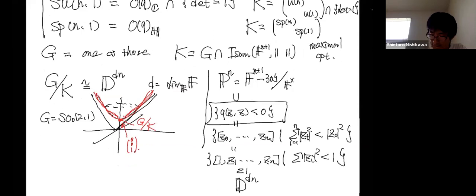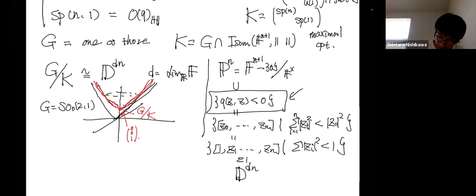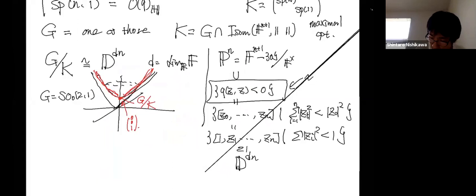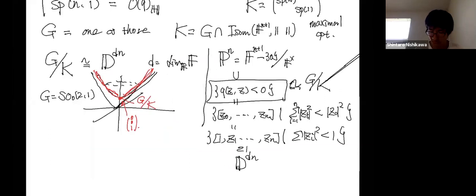And it turns out that G, of course, acts on Pn, and G acts on this subspace because G preserves the quadratic form, so at least it preserves the sign. And it turns out that the action is transitive. And you can show that this is G over K. Sorry about this, something happened.